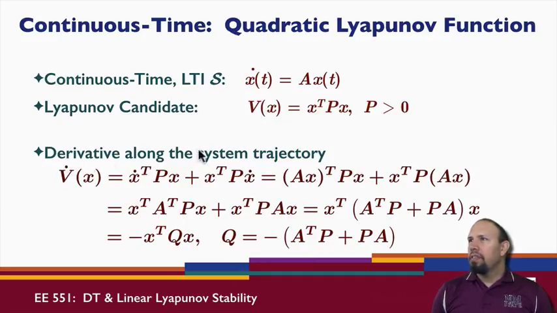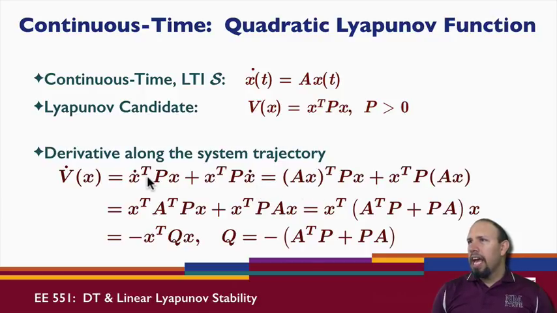We take the derivative of this along the system trajectory. So I can use the chain rule or I can use the product rule. The product rule says x dot transpose Px plus x transpose P x dot. So I differentiate this one and then I differentiate that one. So that's the product rule in a matrix case.